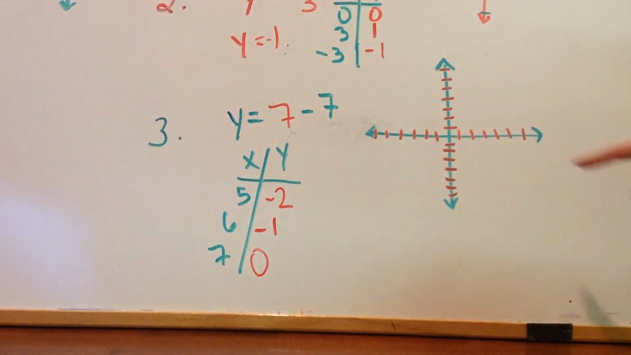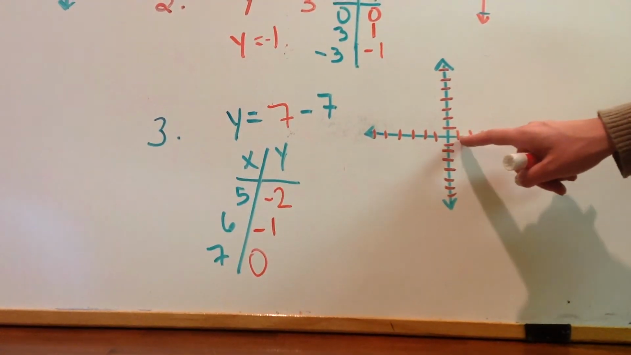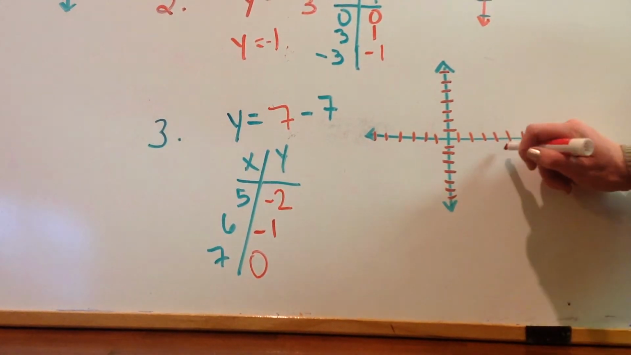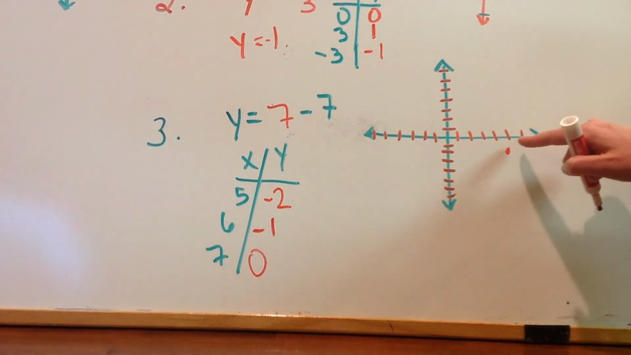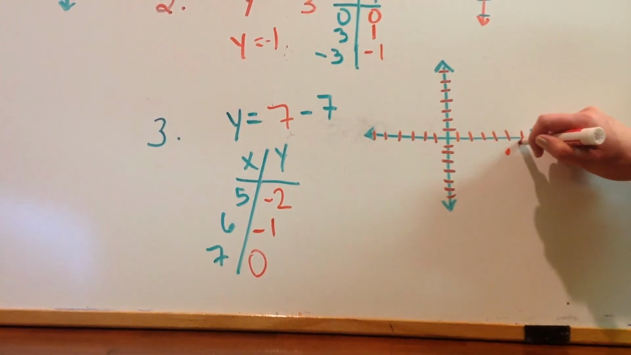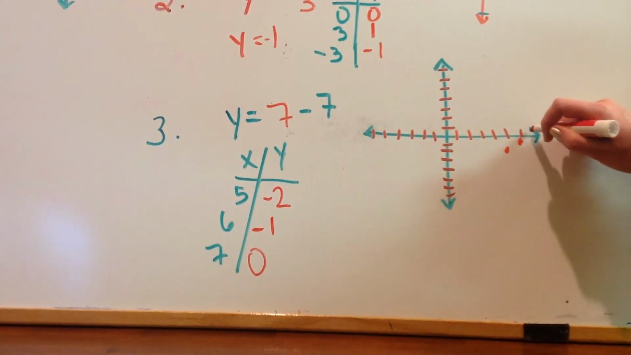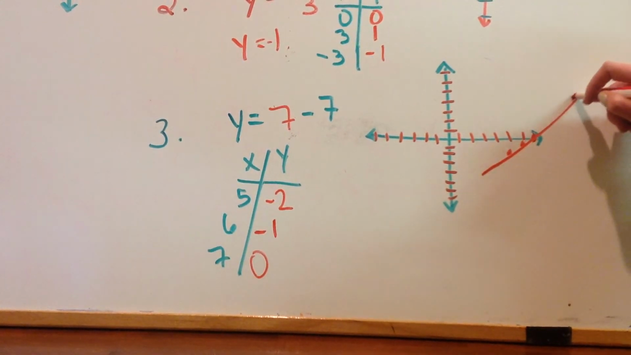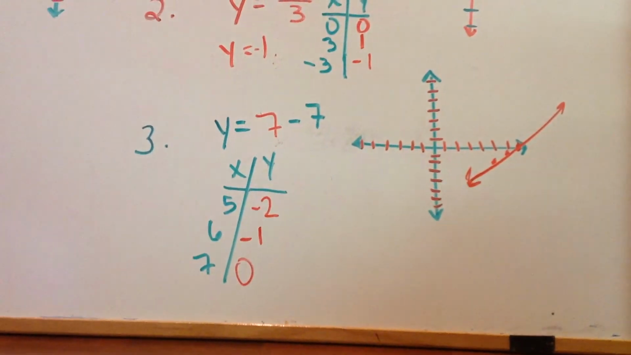So again, we're going to graph. We're going to go on our x-axis 5, 1, 2, 3, 4, 5. And we're going to go down 2, 1, 2. And we're going to go 6 and down 1. And now I have to go over 7. And 7, 0 would be right here. There you go. That's it.